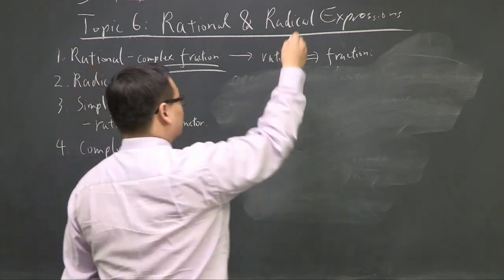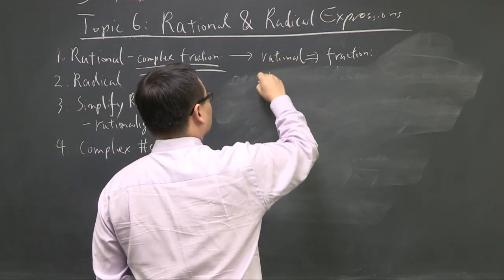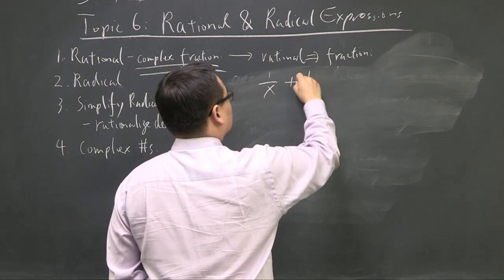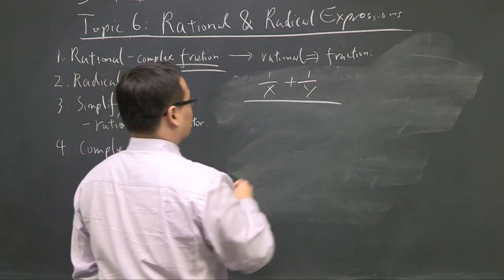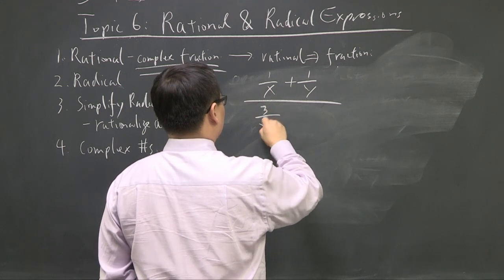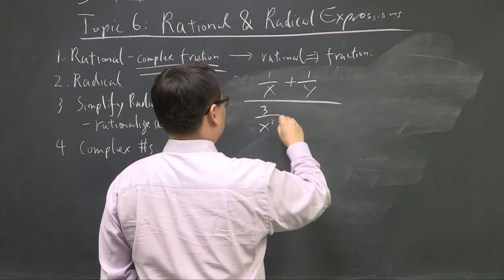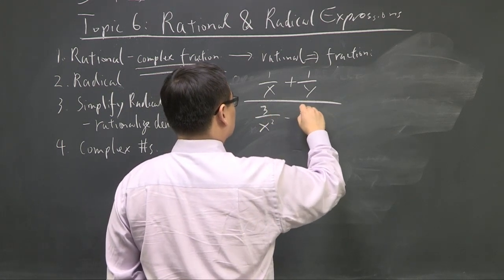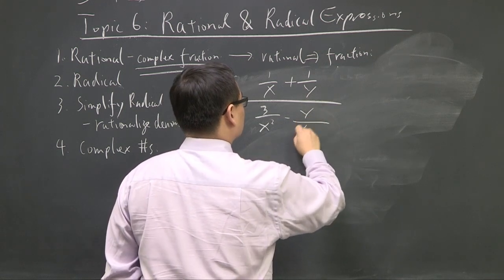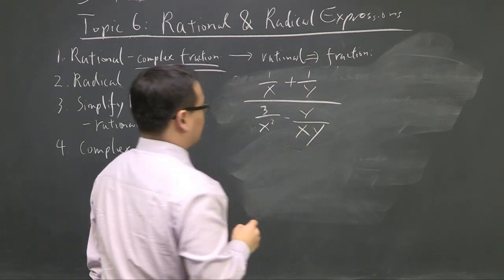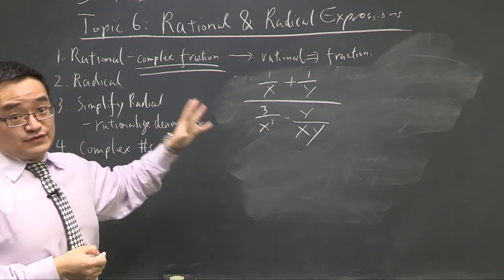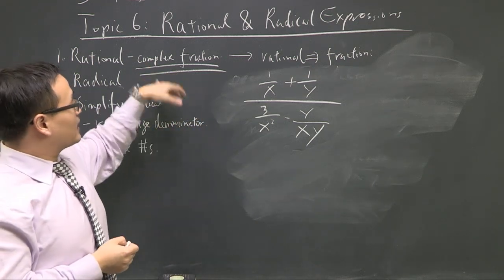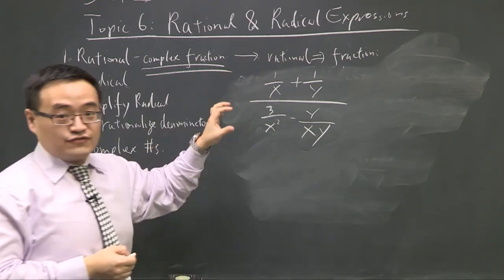For instance, I have 1 over x plus 1 over y, divided by 3 over x squared minus y over xy. Very messy, right? What you sometimes are required to do is simplify this. This is what we call a complex fraction. We have a fraction in front of a fraction.